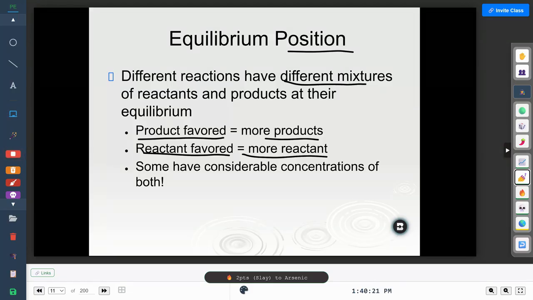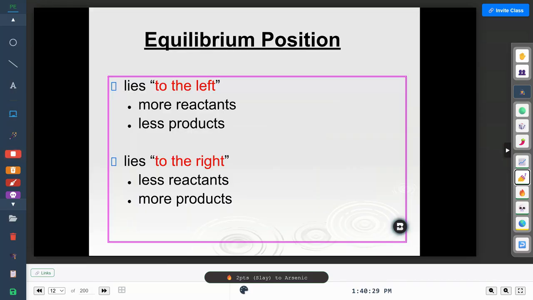Now we have a few other ways of describing this. One of them is to say that it lies to the left. If it lies to the left, that means that we have more reactants formed, because the left side of our reaction is the reactants, right? If it lies to the right, then we have more of our products. So if I say this reaction lies to the right, that means we have more products being made in this reaction than reactants. So we just use some different terms sometimes to describe these different equilibrium positions.